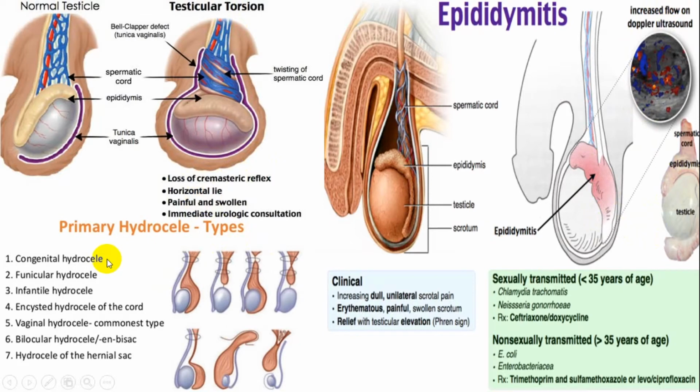About swellings: hydroceles may be of different types, from congenital to funicular, infantile, encysted hydrocele of the cord, vaginal hydrocele, bilocular, and hydrocele of the hernial sac.